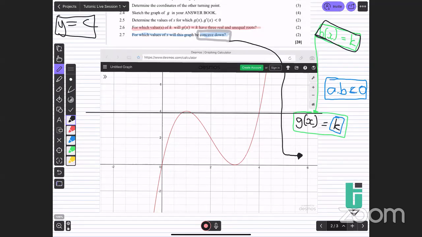Ayan, is the second derivative greater than 0? The other one, less than 0? Less than 0, yeah. Okay. And concave up? More than 0.